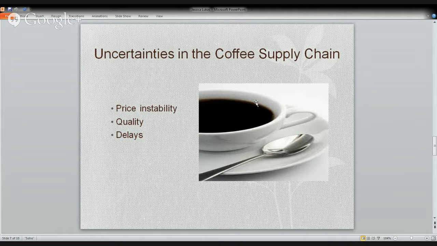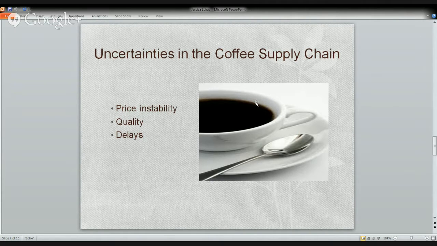Unpredictability regarding quality can be caused by climate change, as well as inconsistent coffee processing methods that buyers need to be aware of. One last uncertainty in the coffee supply chain would be delays. And product delays within the coffee supply chain can occur due to a variety of physical factors. Some of the more common delays within the coffee supply chain can affect material flow, such as when a supplier cannot respond to a change in demand or have a poor quality output at a facility.